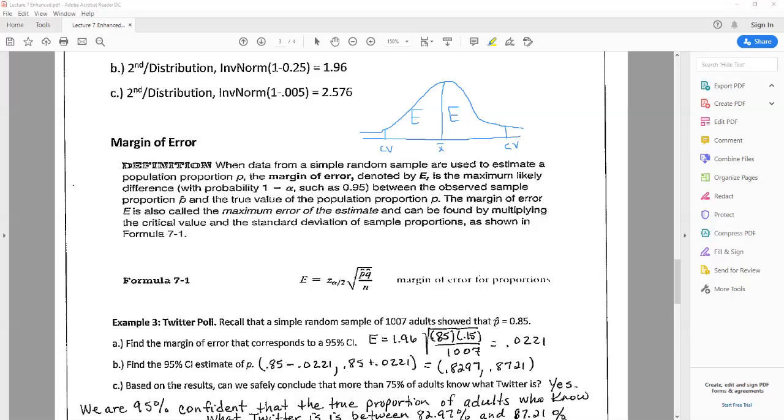To calculate the margin of error, here is the formula. At first, it looks a little bit daunting, but it's not too bad. As long as you know the critical value, which we now know how to find using inverse norm. If you know the critical value, if you know p hat and q hat, and you know the number of data values, you can use this formula to generate the margin of error.